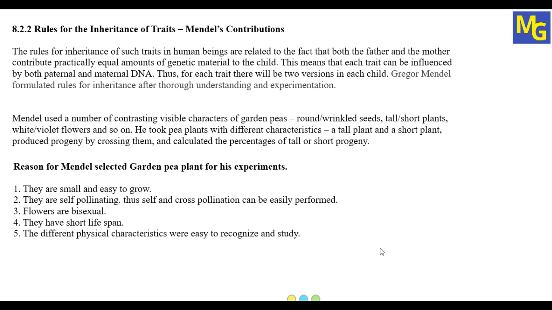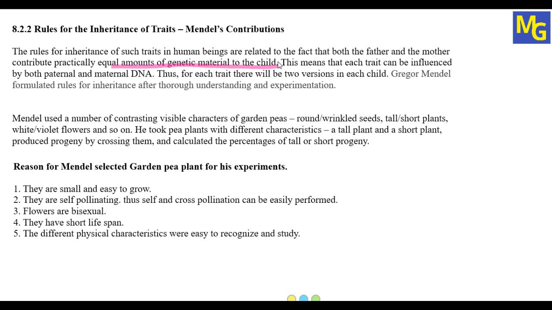Now the next thing we are going to see is the rules for the inheritance of traits, which is also called Mendel's contributions. The rules for inheritance of such traits in human beings are related to the fact that both the father and the mother contribute practically equal amounts of genetic material to the child.